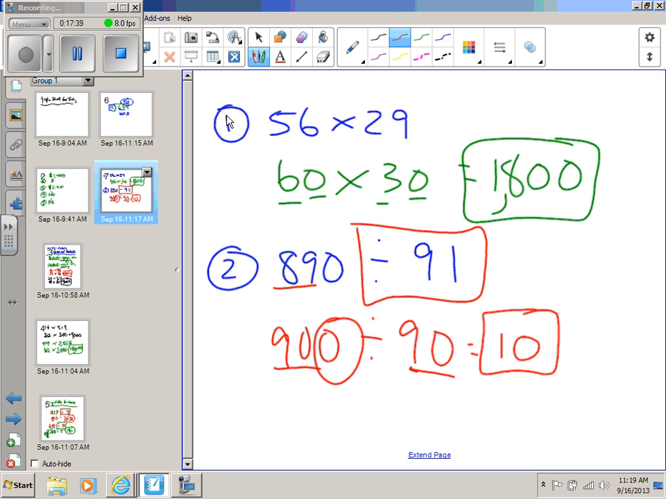What could you do to check if you weren't sure? Until you really get comfortable with this, what could you do to check? Carlos? I could take the 90, multiply it to the 10, and I should get 900, right?